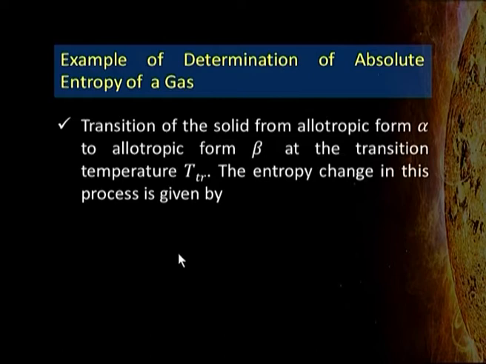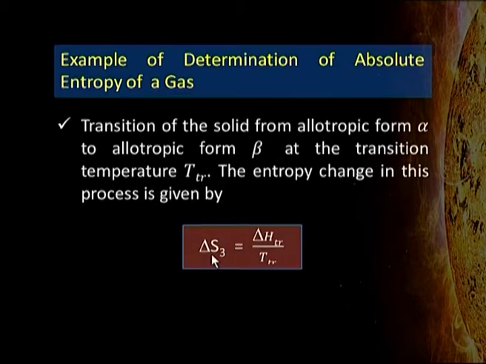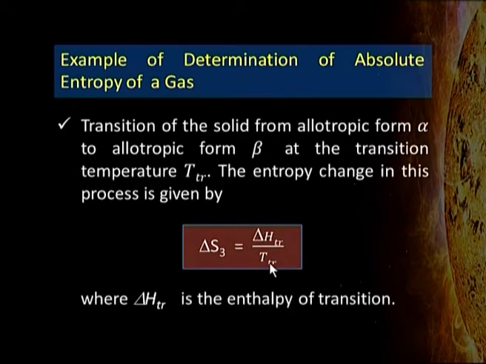Next is the transition of the solid from allotropic form alpha to allotropic form beta at the transition temperature T Tr. The entropy change in this process is given by delta S3, which will be equal to delta H transition divided by T Tr, where delta H transition is the enthalpy of transition and T Tr is the temperature of transition in Kelvin.